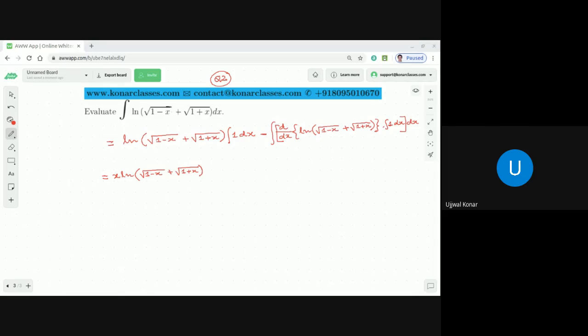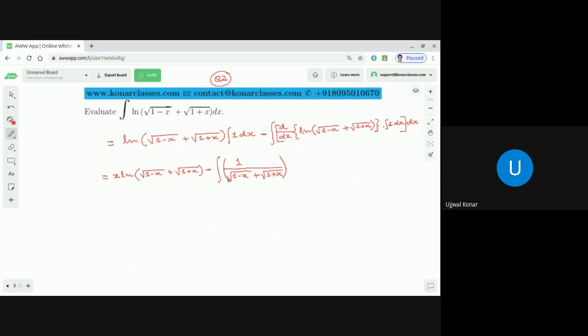Then, sorry, then minus integration, we need to find d/dx of ln. Now let's apply our chain rule. Ln of something, that will be 1 by, correct or not? 1 by square root of 1 minus x plus square root of 1 plus x, correct or not? So that first we write.